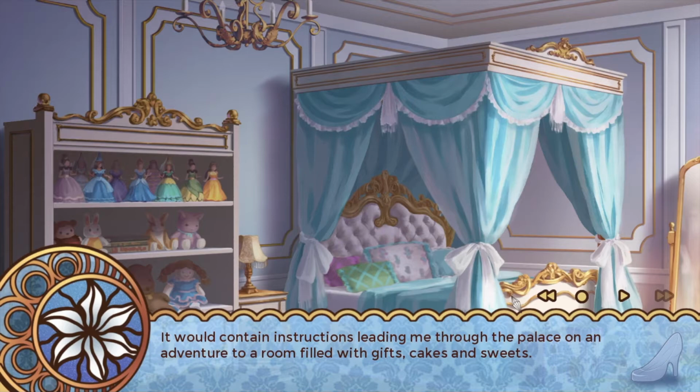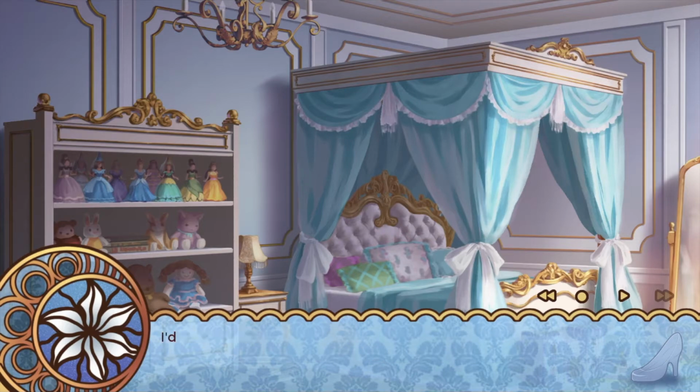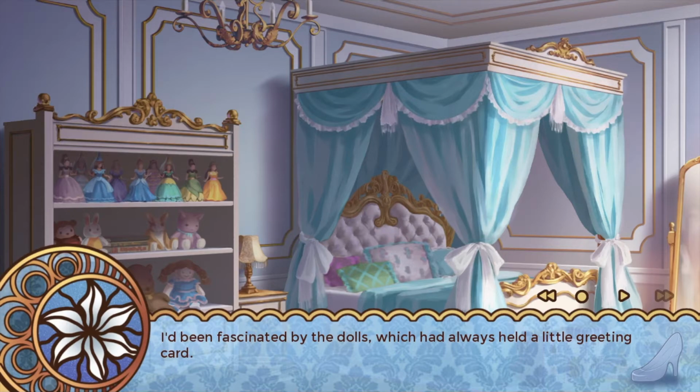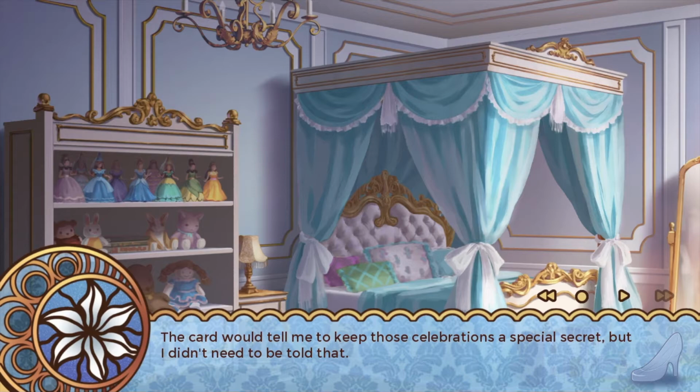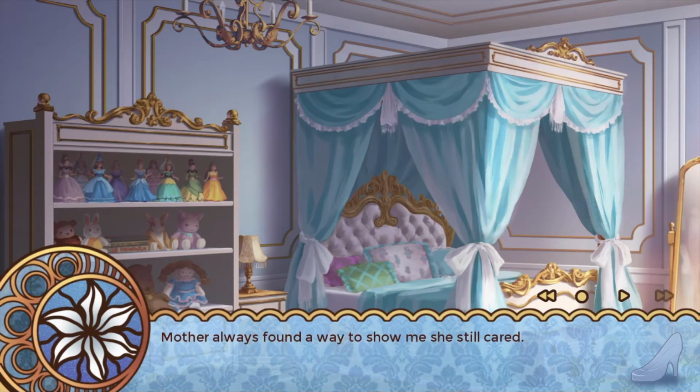A child's dream. I had been fascinated by the dolls, which had always held a little greeting card. A card with the words "I love you" signed on it, signed by M. The card would tell me to keep those celebrations a special secret, but I didn't need to be told that. Mother always found a way to show me she still cared, in her own way. Secret celebrations had stopped as soon as she had disappeared.